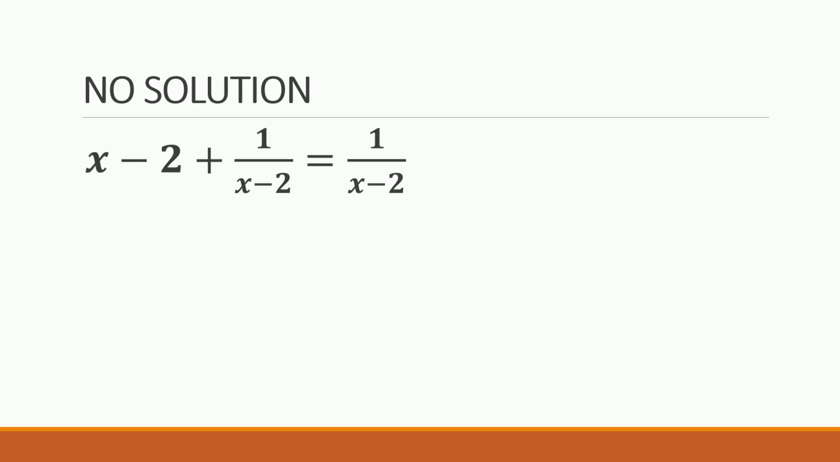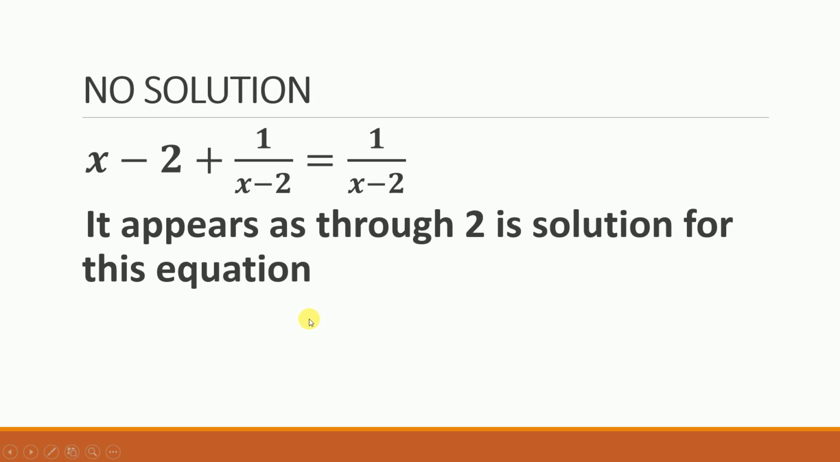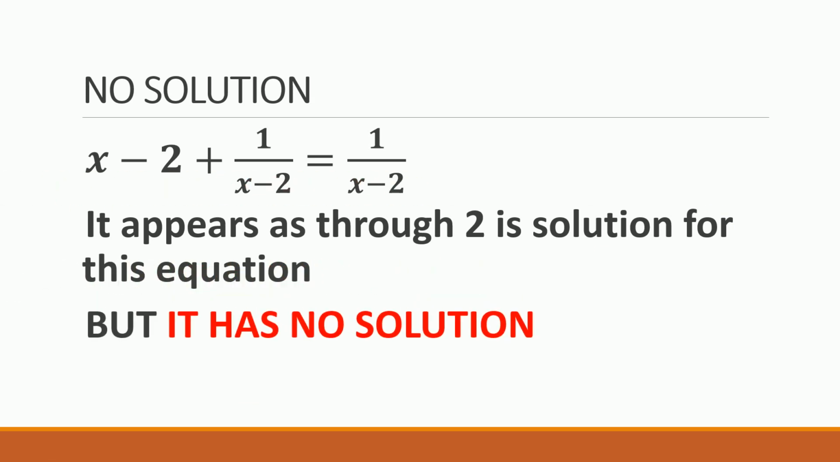See this equation: x minus 2 plus 1 by x minus 2 is equal to 1 by x minus 2. Immediately we say 1 by x minus 2 is a common term on both sides. If you shift 1 by x minus 2 from LHS to RHS, that term cancels. The equation becomes x minus 2 is equal to 0. Transferring minus 2 to the RHS, we get x is equal to 2. It appears as though x is equal to 2 is a solution. But actually x is equal to 2 is not a solution, because 1 by x minus 2 is undefined.